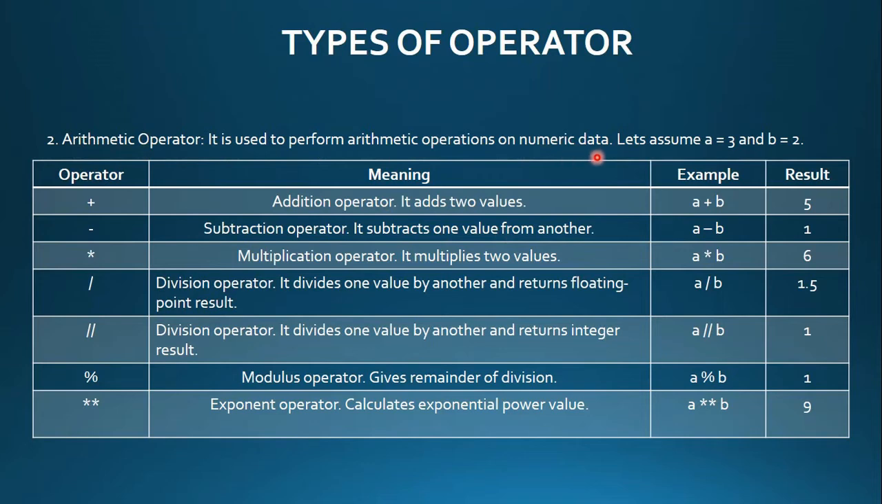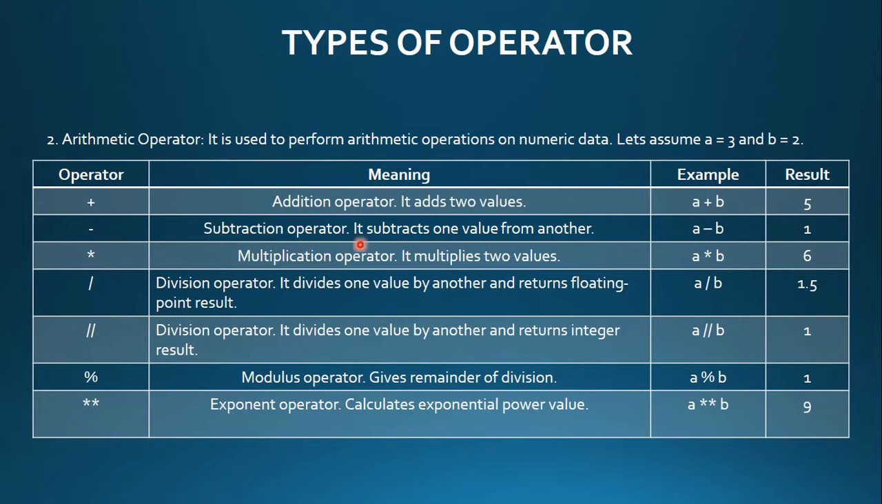Now the arithmetic operator. It is used to perform arithmetic operations on what? On some numeric data. Let's assume I have created a variable a and assigned 3 to it, and I have created another variable b and assigned 2 to it. Let's see the operators. The first one is the plus operator. Plus operator means addition operator. It adds two values. If I write a plus b in the Python IDE, what will it return? It will return 5.